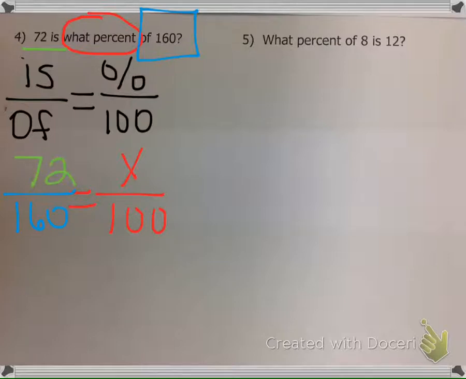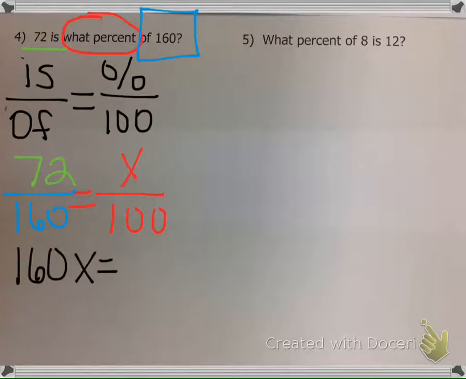Okay, once you have everything in the right spot, just check it over. What percent? That's my x of 160. 72 is what percent of 160? Of is your whole, that makes sense, that would be of 160. 160 is your whole. That goes where your whole is, or your of. And now you're just going to solve that proportion. The hard part is getting everything in there. The easy part is solving it now that you know how to solve proportions.